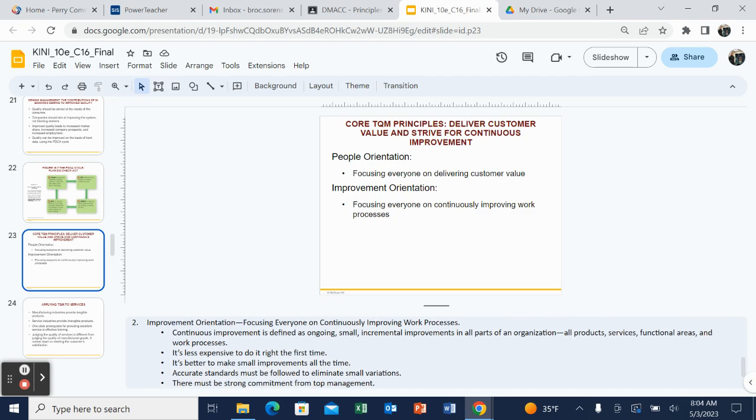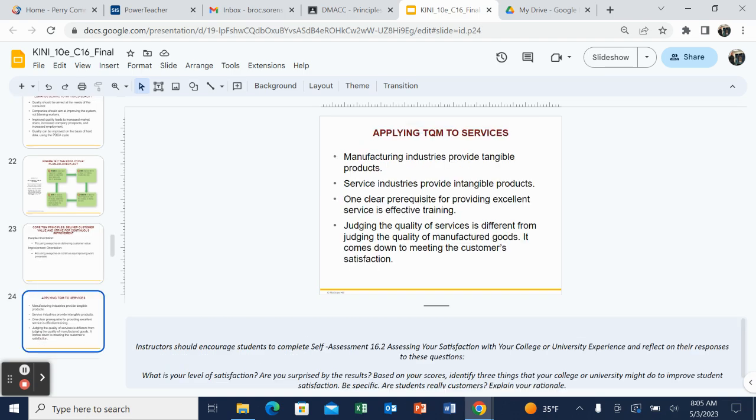And then there's the improvement orientation. So focusing everyone on continuously improving the work process. So continuous improvement is defined as ongoing, small, incremental improvements in all parts of the organization, all parts of services, functional areas, and work processes. So it's less expensive to do it right the first time. It's better to make small improvements all the time, and accurate standards must be followed to eliminate small variations. So there must be a strong commitment from top management. So need to have the people orientation, the improvement orientation. These need to be two backbones of your organization to ensure TQM principles survive and thrive within your organization.